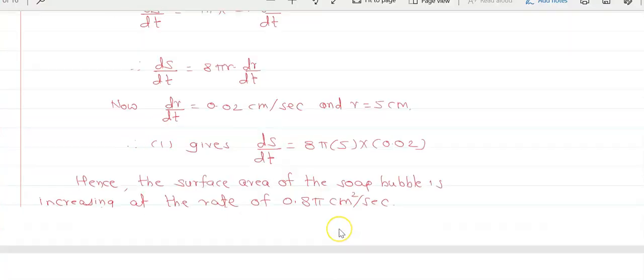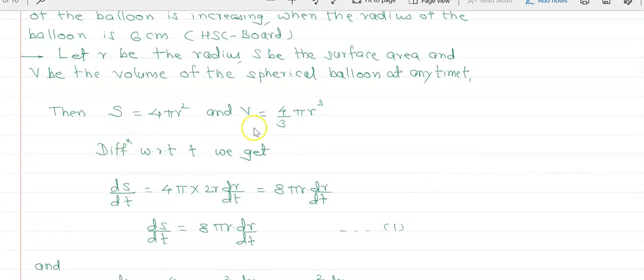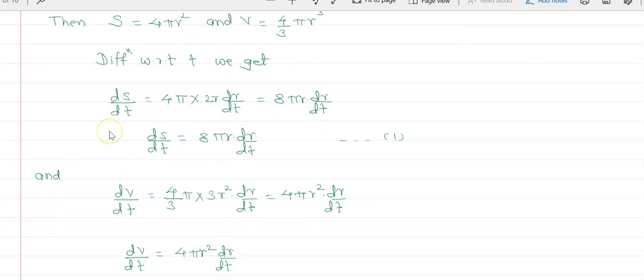See this again. The surface area of the spherical balloon is increasing at the rate of 2 cm square per second. At what rate is the volume of the balloon increasing when the radius of the balloon is 6 cm? Let r be the radius, S the surface area, V the volume. At any time, S is equal to 4 pi r square, V is equal to 4 upon 3 pi r cube. Now differentiate with respect to t, then we get dS upon dt is equal to 4 pi into 2r into dr upon dt. After simplification, you will get 8 pi r into dr upon dt. Therefore, dS upon dt is equal to 8 pi r into dr upon dt.